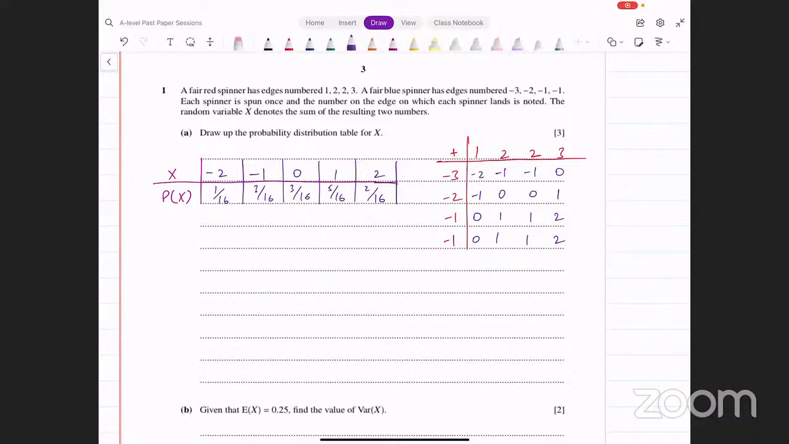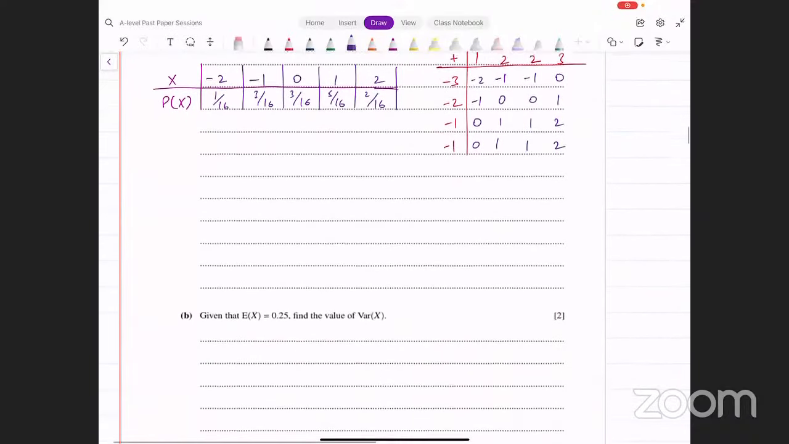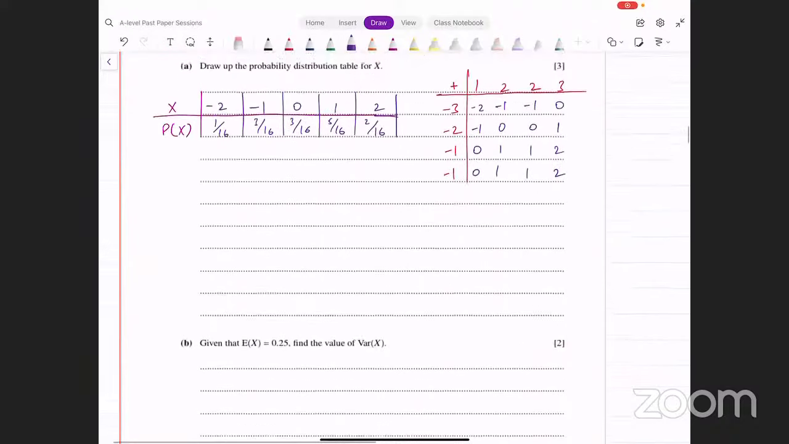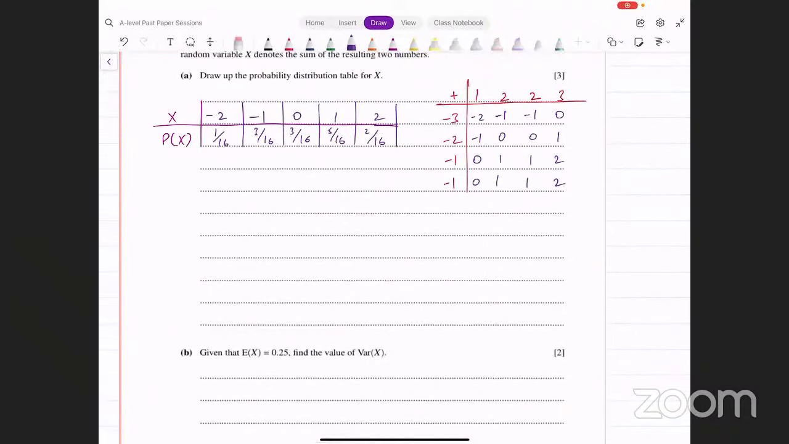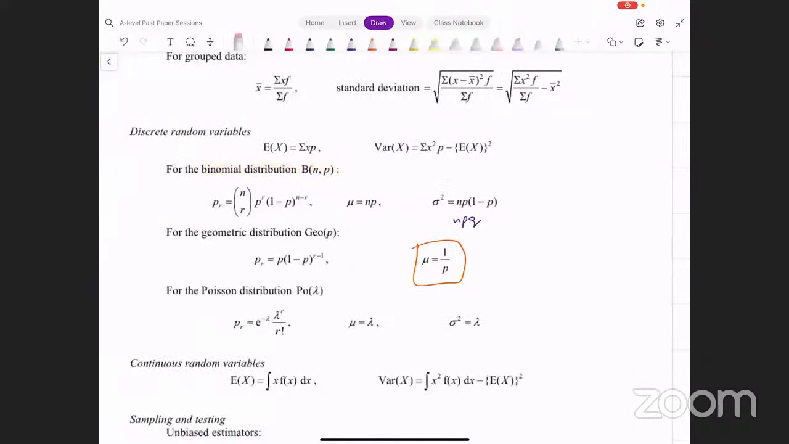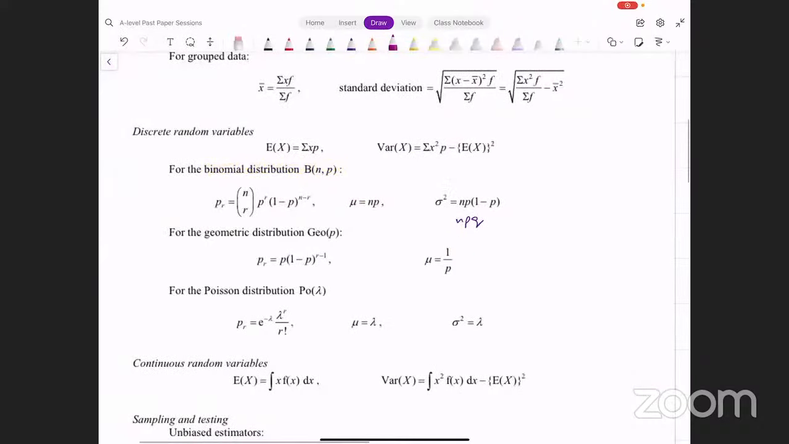Okay. All right. Now it says, given that expected value of x equals 0.25, find the value of the variance of x. Variance find करनी है. आपको table given हो तो आप variance कैसे find कर सकते हो? We've got this formula here in the formula sheet. Remember, ये आपके पास ये formula होता है variance का.